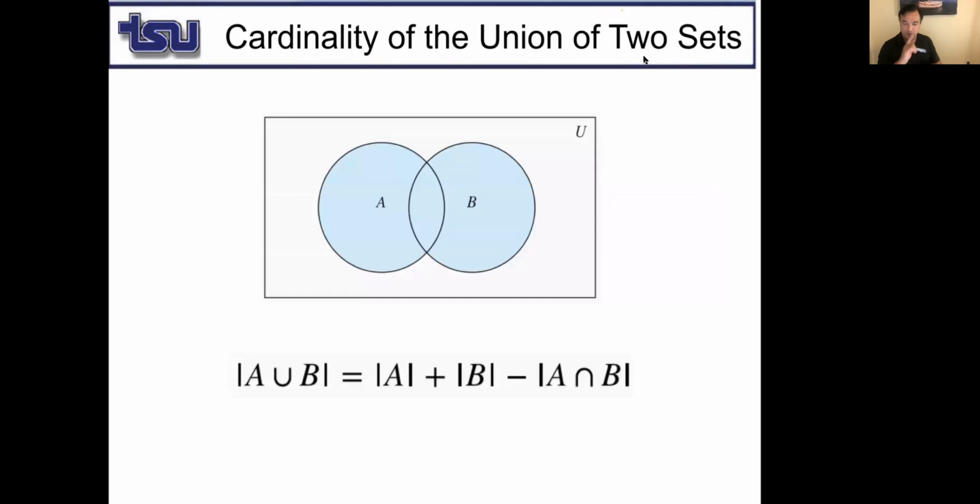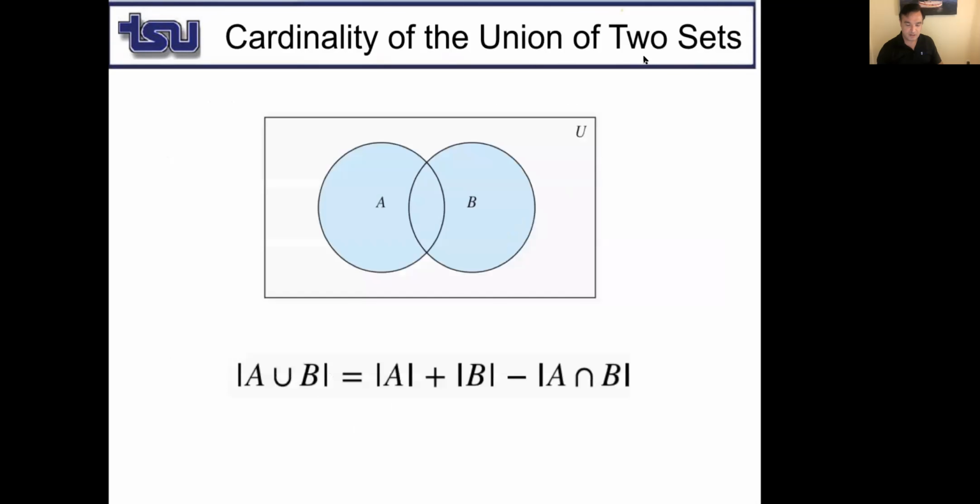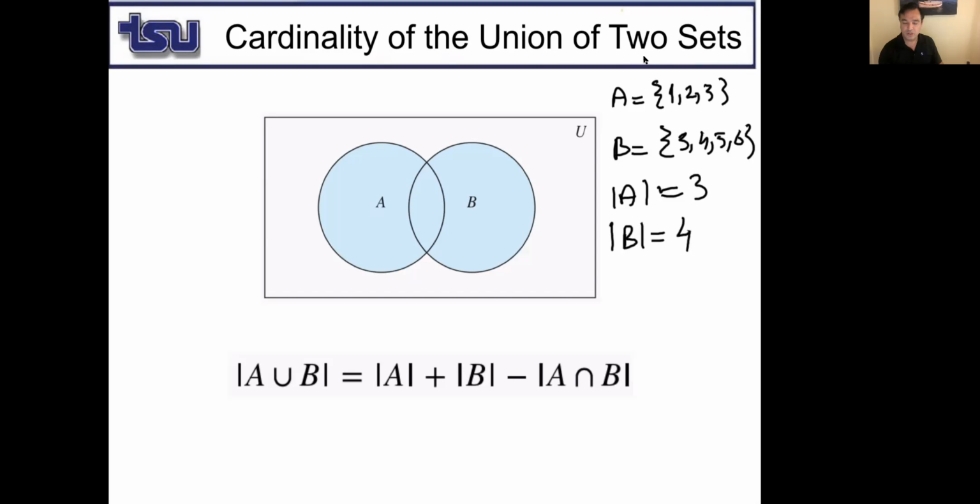And how many elements? What's the cardinality of the union of two sets? Let's get back to this example here. Assume that I have A, which is 1, 2, 3, and B, which this time I'm going to make 3, 4, 5, 6, okay? What is the cardinality of A? Cardinality of A is 3. What is the cardinality of B? Which is 4. What is the cardinality of A intersection B?